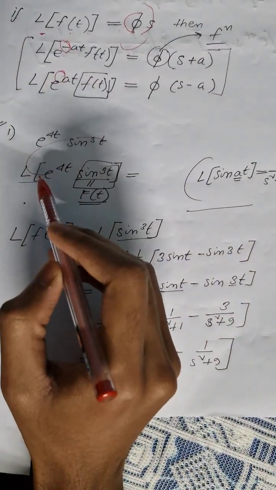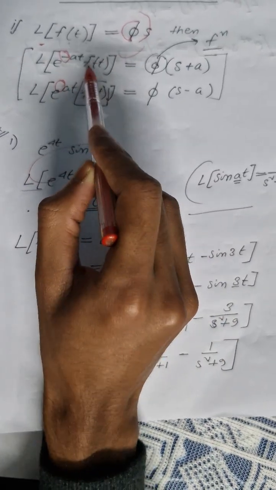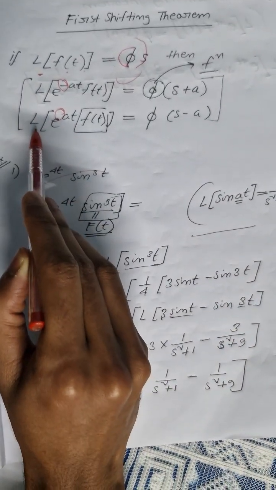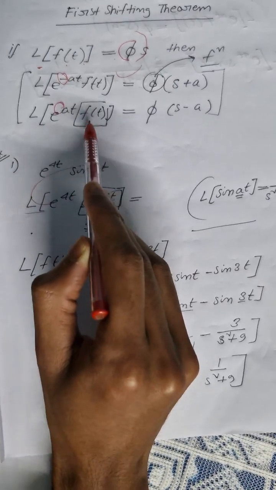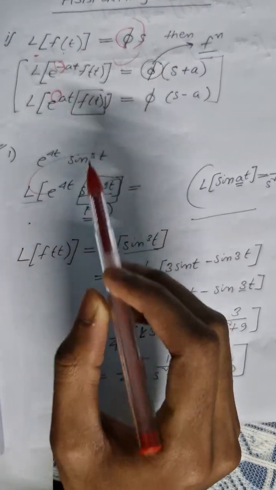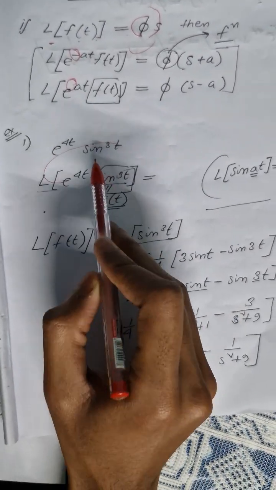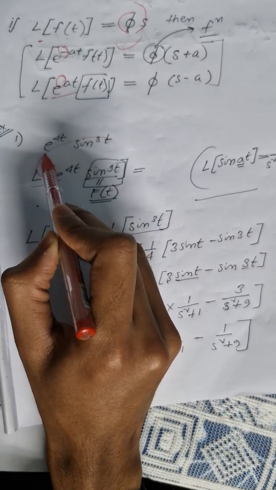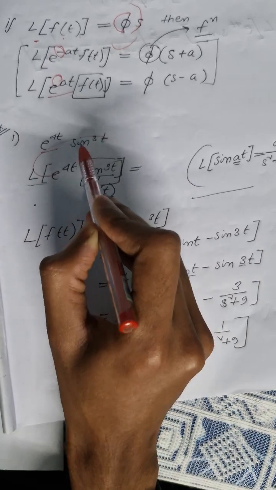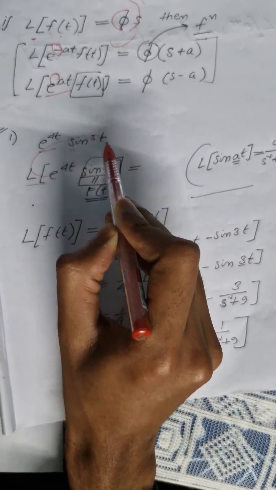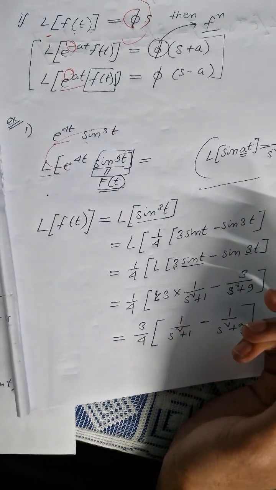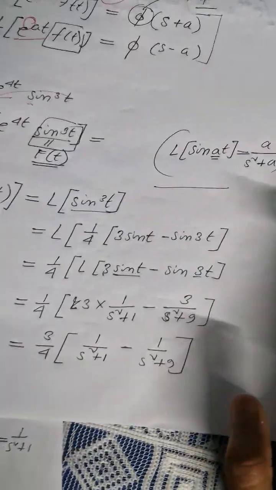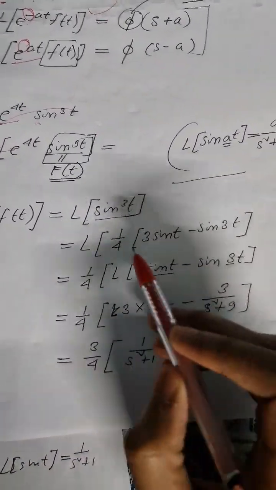Here we can relate with the definition of the first shifting theorem: Laplace of e to the power at f(t), where f(t) is a function. When we relate with the question, we can see there is e to the power 4t, and f(t) is the function sine cube t. So first of all we have to find the Laplace of this function sine cube t. Let's see how to solve it.